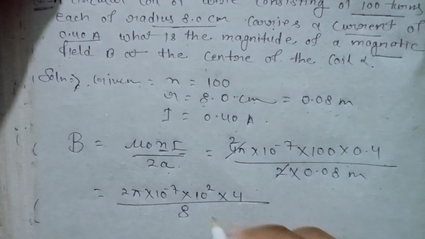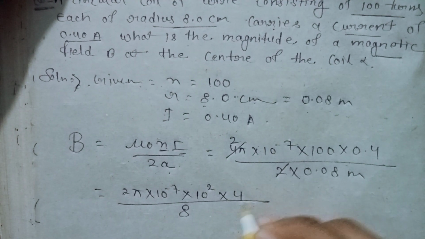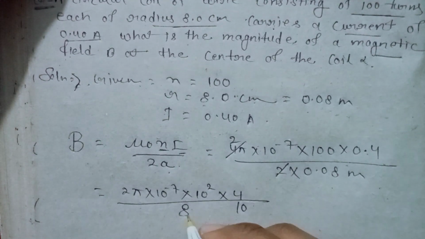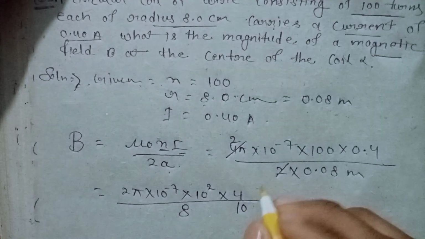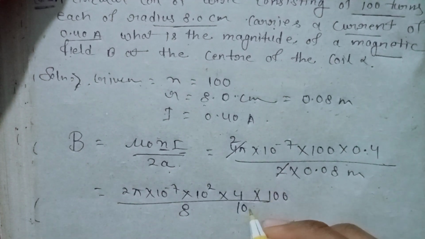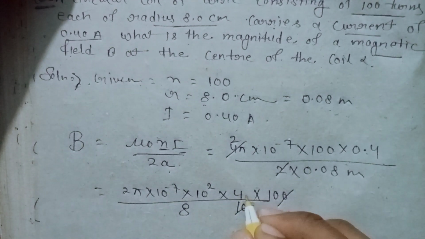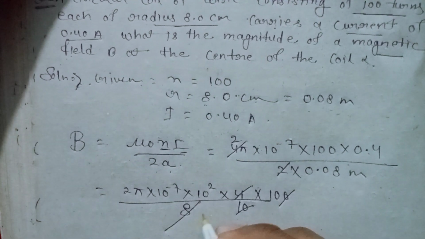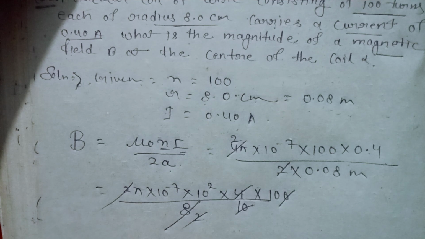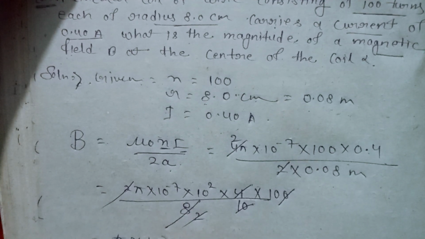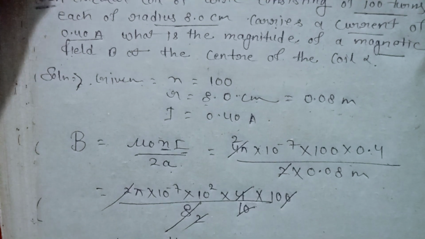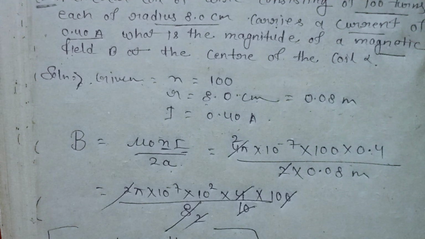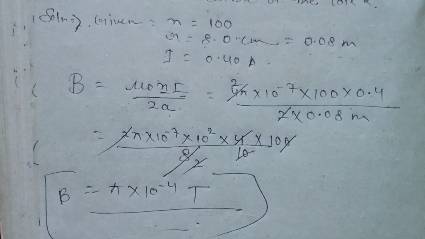8, and if we remove this decimal point, 10 is below the 4, and if we remove this decimal point, 100 is above the 8. Now here we cancel, and from here our calculation becomes easy, so we are able to calculate easily. 4 by 8, 2 cancels here, and now we get pi into 10 to the power of minus 4 Tesla. We always take the field in Tesla. Now here our calculation is easily solved.